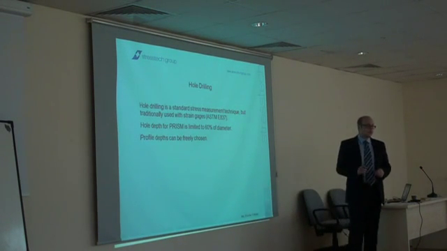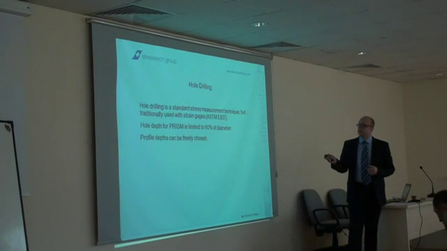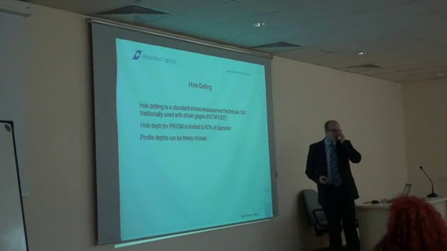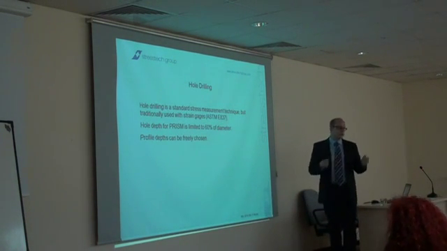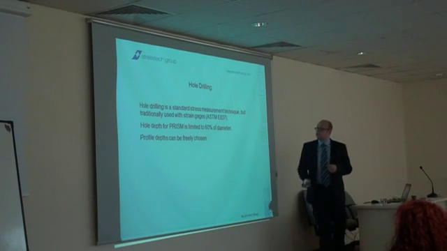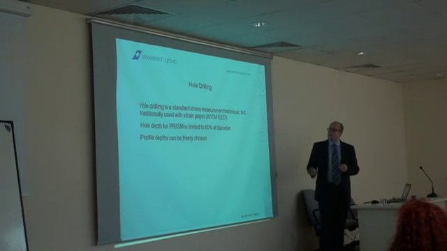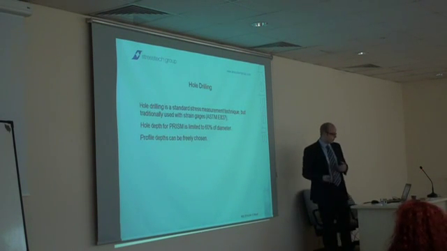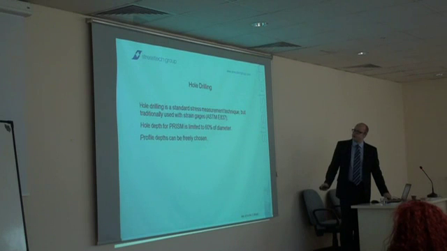Hole drilling is a standard stress measurement technique, and hole depth for PRISM is limited to 60% of the diameter. It's exactly the same as traditional hole drilling, where there is a strain gauge system. Which means that if we have a 1.6 millimeter end mill, we can go up to 1 millimeter. If we have a 0.8 millimeter end mill, we can go up to about 0.5 millimeter. And of course, profile depths can be freely chosen.